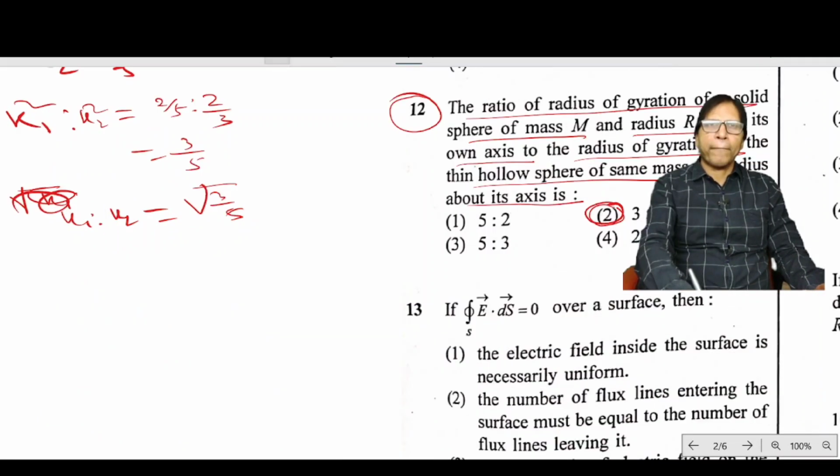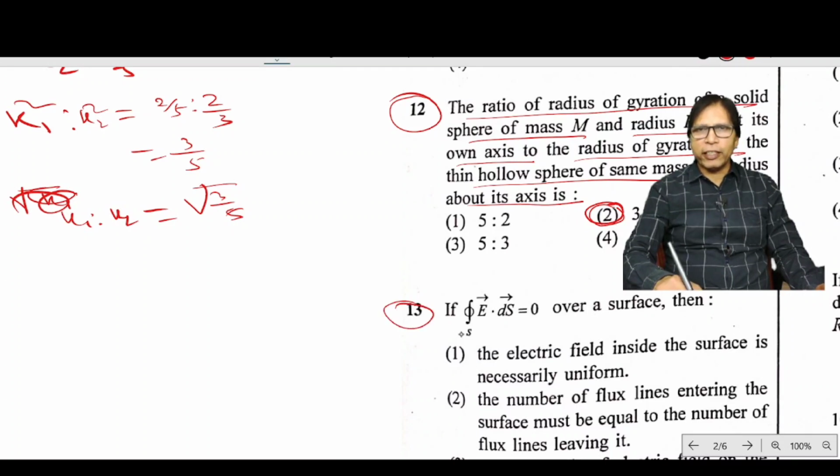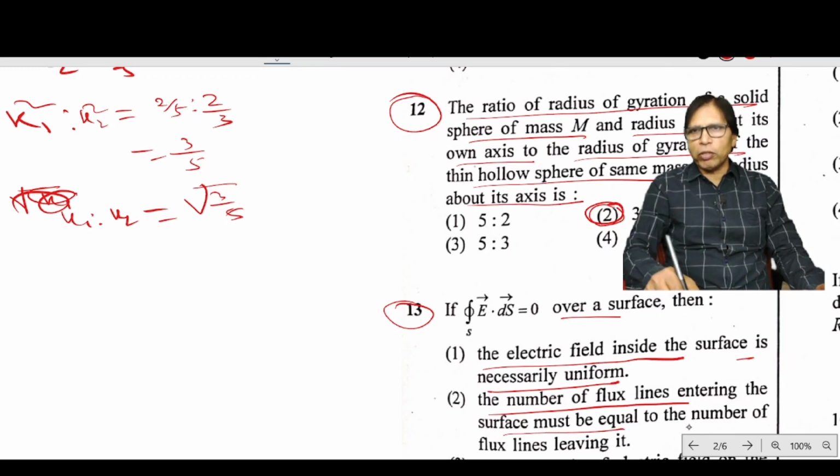Okay. Now question number 13. If the surface integral of E vector dot dS vector is 0 over a surface, then the electric field inside the surface is necessarily uniform. No, no, no. The number of flux lines entering the surface must be equal to the number of lines leaving it. Okay, this is the correct option.